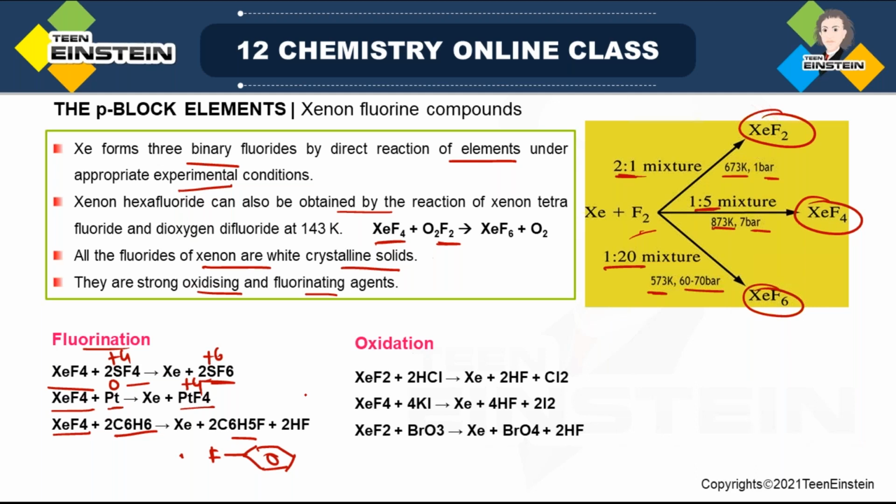Some oxidation reactions: XeF2 reacting with HCl, where chlorine is converted from -1 to 0, and xenon from the +2 oxidation state, after gaining electrons, goes to oxidation state 0. Then XeF4 reacting with iodide, iodide is converted to 0, that means loss of electron, and xenon is reduced to 0 from the +4 oxidation state. And the last one, XeF2 reacting with BrO3-. Bromine has +5 oxidation state, but now it is +7. So this is also oxidation.